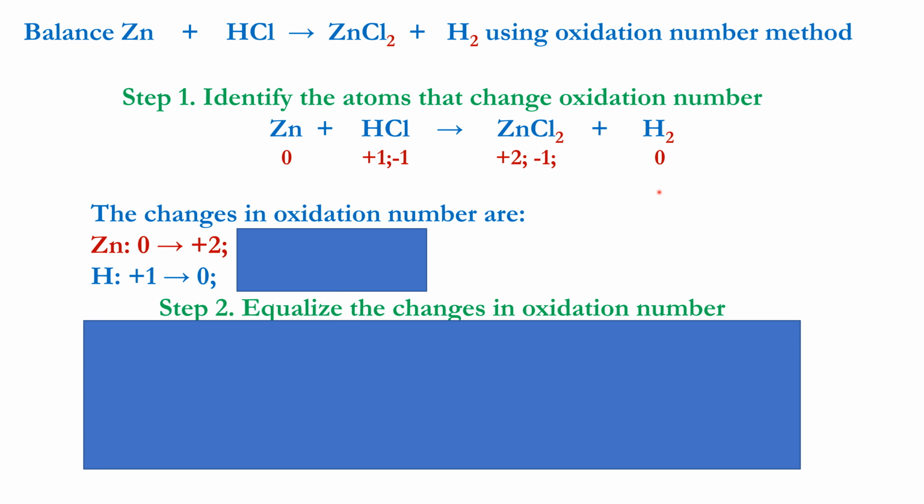So the next step is to equalize the changes in oxidation number. Each zinc atom has lost 2 electrons, as you can see from the equation here, and each hydrogen atom has gained 1 electron. So we need to balance the positive and the negative charges. So we will continue on the next page.